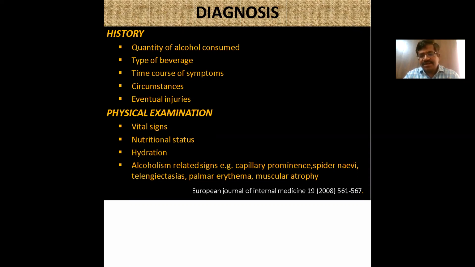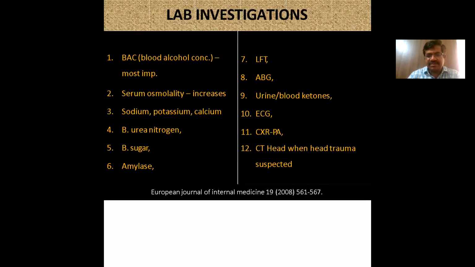Another important step is physical examination: vital signs, nutritional status, hydration, and alcoholism-related signs like capillary prominence, spider nevi, telangiectasias, pulmonary arrhythmia, and muscular atrophy. You can see this especially on the fingers, in the subcutaneous skin, and also observe muscular rigidity. All these observations can be done.